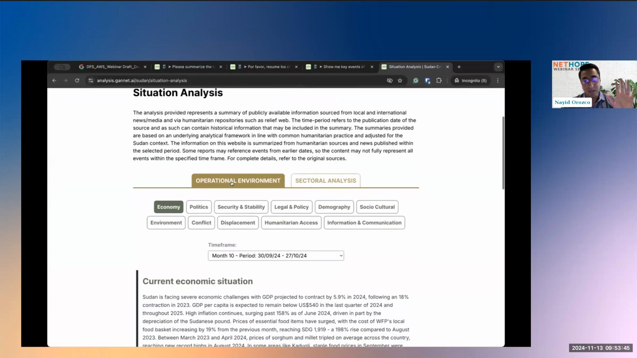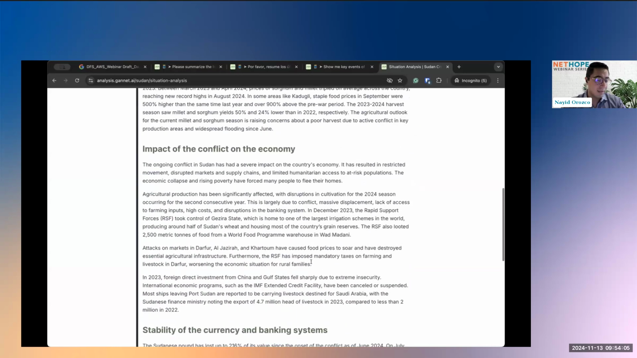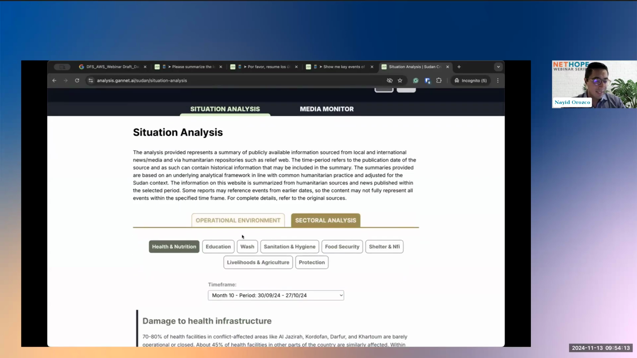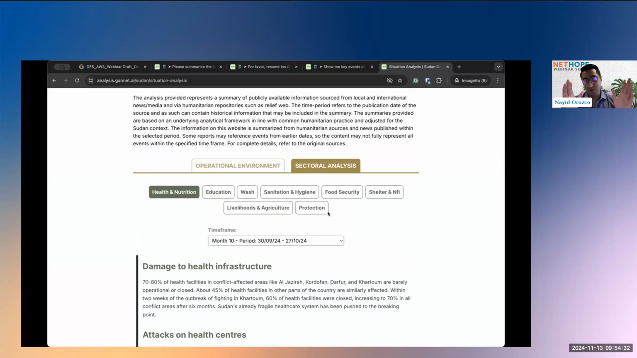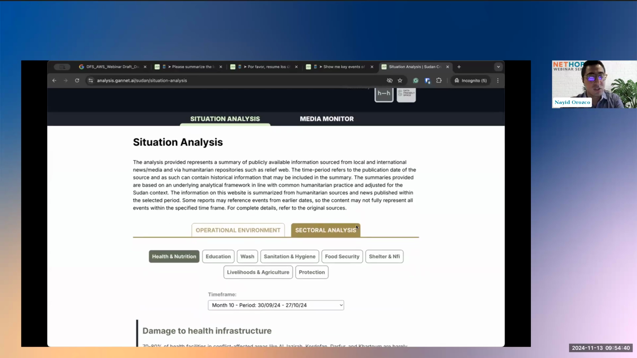Based on an analytical framework, you will have the different pillars that are common in the humanitarian sector. And for each of them, you can just click and select either the week that is being analyzed, or the month if you want a more consolidated overview. Then the summary will appear, again with the sources that are being used for this specific matter. Then you can do the same for sectoral analysis, where you have the main sectors. Something to highlight, this process is at the moment overseen and quality checked by our team of analysts inside DFS, just to make sure that we are generating correct information and not making available something that is not right.